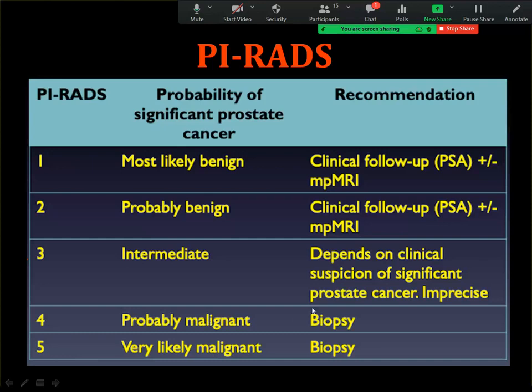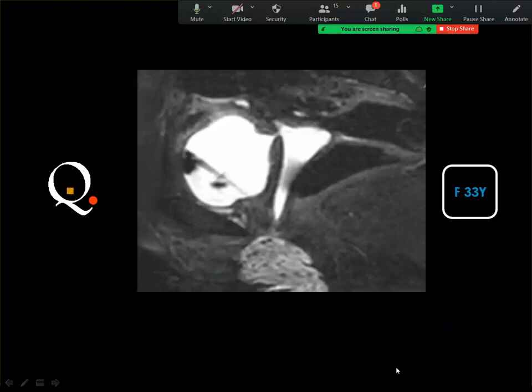contrast enhanced scan. BI-RADS 3 is an intermediate, and it depends on the clinical suspicion, and the clinician may decide if he should go with the clinical follow-up or go to the biopsy. BI-RADS 4 is probably malignant, go for biopsy. BI-RADS 5 is diagnostic of malignancy, go for biopsy. Next case.